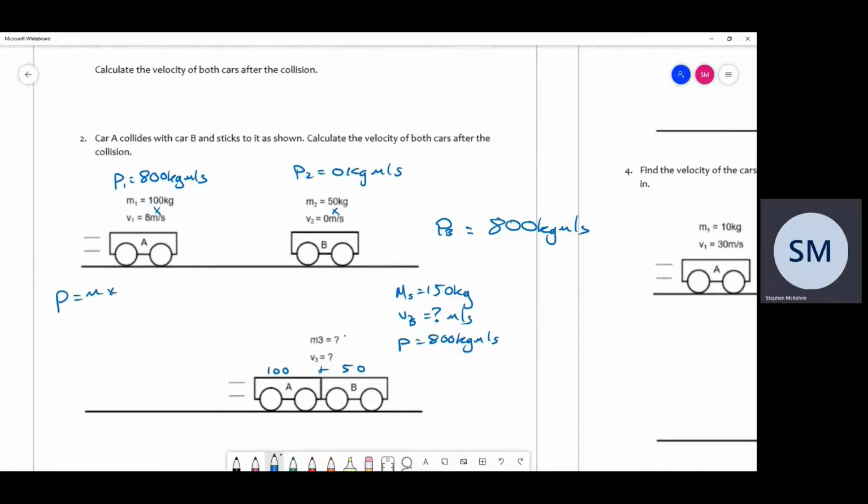Momentum is equal to mass times velocity. Velocity is momentum divided by mass. How many times have I said that? Which will be the same as 800 divided by 150. Again, just do that in the calculator to be sure. Give me my velocity of 5.33 meters per second.